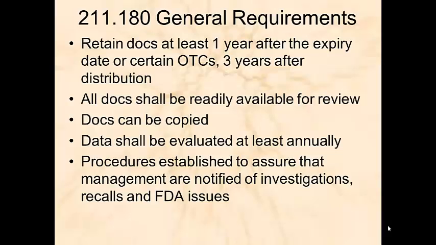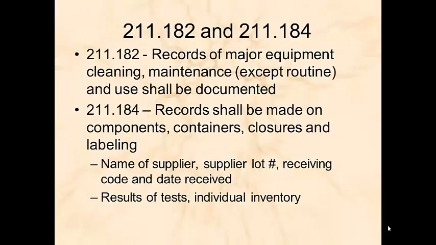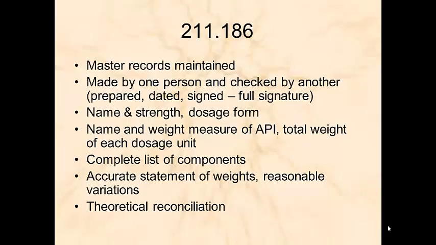Procedures established to assure that management are notified of investigations, recalls, and FDA issues. How does management know when this goes on? 82 and 84 in this. 182, records of major equipment, cleaning, maintenance, except routine maintenance, and use shall be documented. 184, records shall be made on components, closures, containers, and labeling. Name of the supplier, dates, testing, individual inventory, all those items have to be kept.